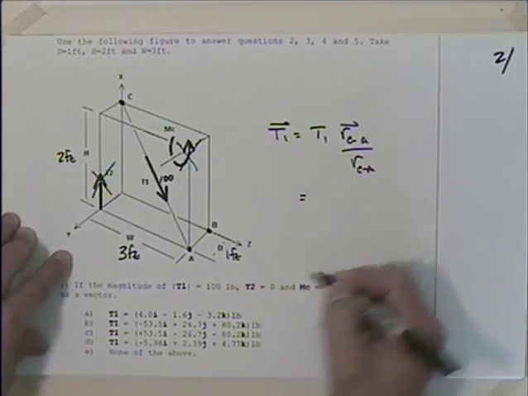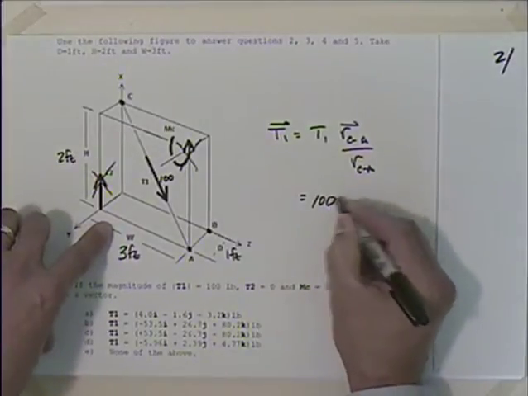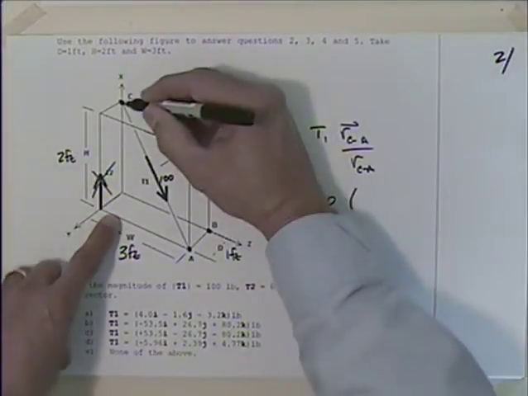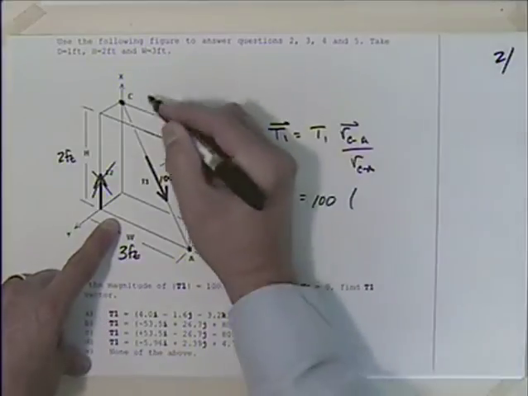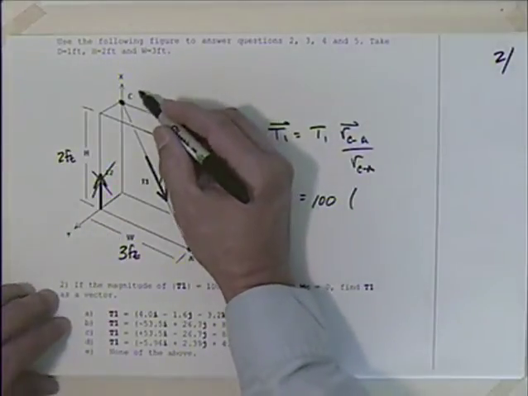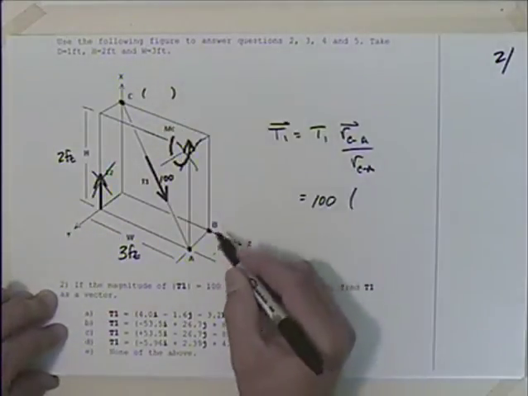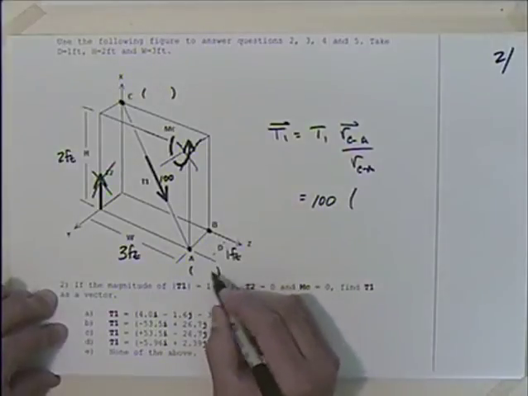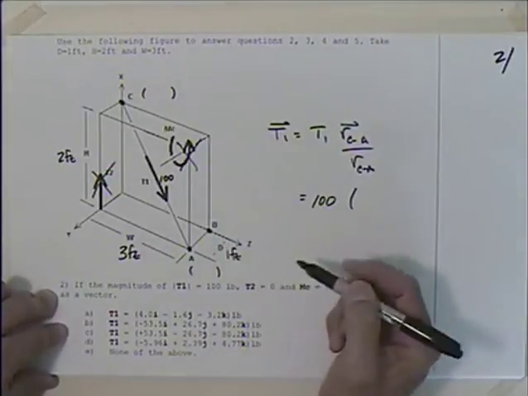So what do we have here? Do we have the magnitude of T? Yeah, absolutely. That's 100. And I need to multiply it. How do I get from C to A? Well, you could parameterize C in terms of the set of x, y, z for C and the set of x, y, z for A, and take the A points and subtract the C points.